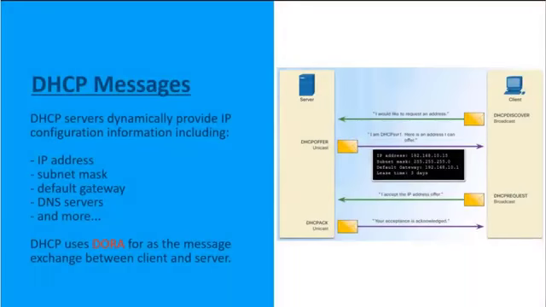DHCP is a powerful tool for easy dynamic addressing across our networks, but it can also be a powerful tool for malicious threat actors that want to have some fun with a network. So, quick recap of DHCP. We have DHCP servers that are going to dynamically provide addressing for us. That addressing includes IP addresses, subnet masks, default gateway, DNS servers, and even more with DHCP options to our clients.